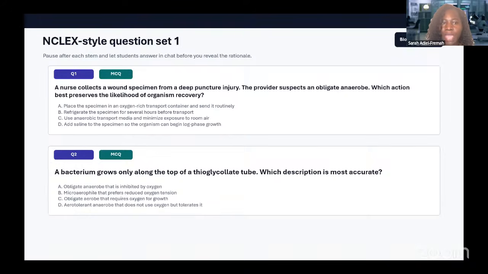Question 1. A nurse collects a wound specimen or sample from a deep puncture injury. The provider suspects an obligate anaerobe.